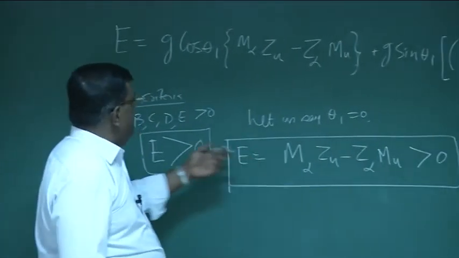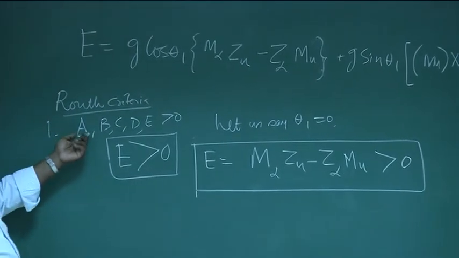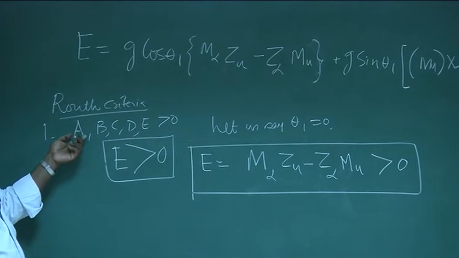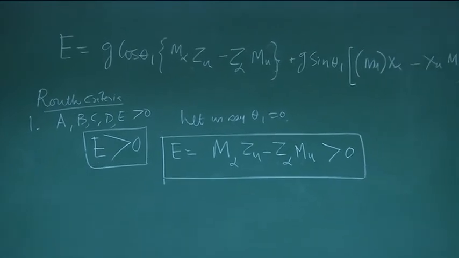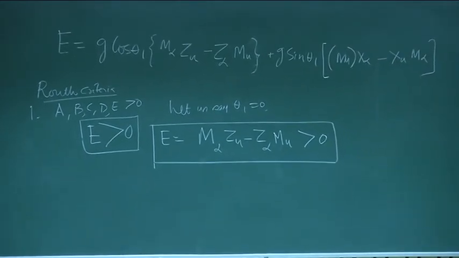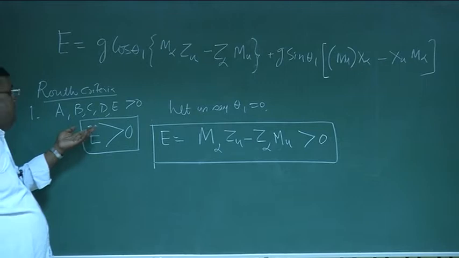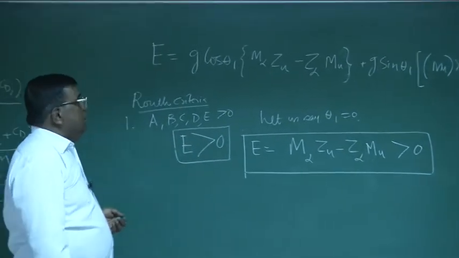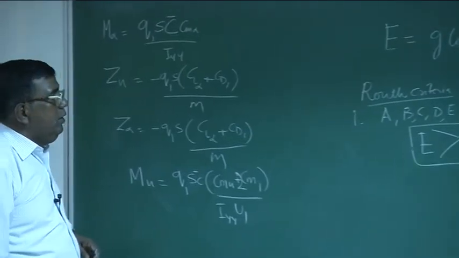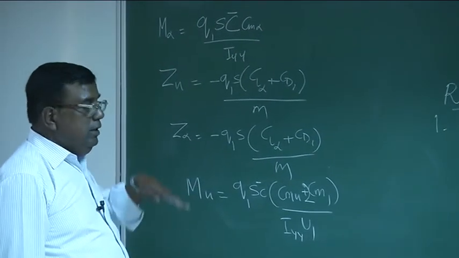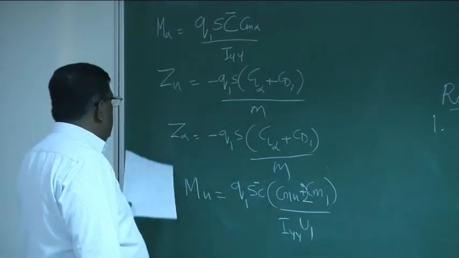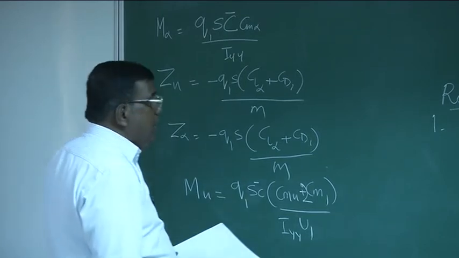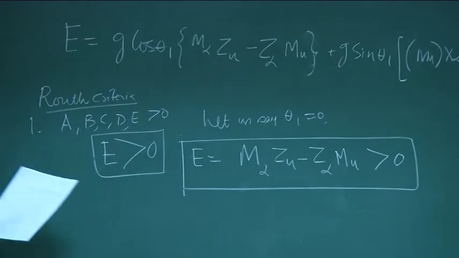Right? So what is the condition? E should be greater than 0, because as per Routh's criteria, you take it for granted at this point that for the equation S4 plus BS3 plus CS squared plus DS plus E equal to 0, all the coefficients should be greater than 0. So we are taking a case where only E is greater than 0, to see what E greater than 0 means to us. Now we are studying a case where we let theta 1 be 0. Theta 1 is the theta at the time of cruise. We already know the expressions for m alpha, Zu, Z alpha and mu, so now we will put them here and see what this finally means to us.